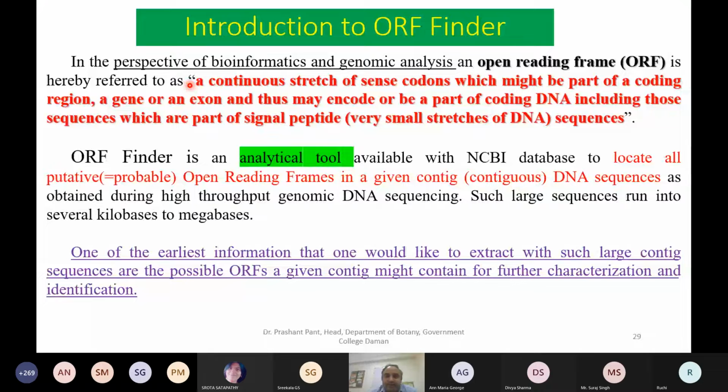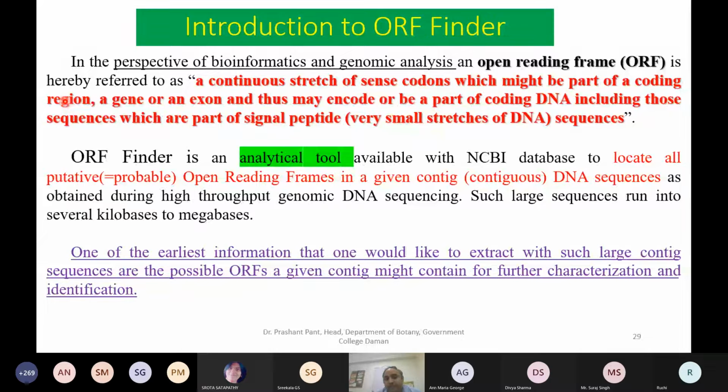Here in bioinformatics, when I am dealing with a genome, when I am dealing with a long chromosomal DNA sequence, when I am dealing with a contig sequence, which is called a contiguous sequence, when I'm dealing with a DNA sequence which is running in thousands and thousands of bases or megabases, I refer to ORF as a continuous stretch of sense codons, CCC, CTA, CGA, you know the codons, genetic codons. So a continuous stretch of sense codons which might be part of a coding region. Note the might be, they may or may not be part of a coding region.